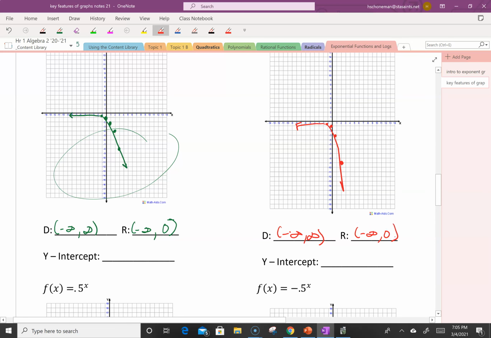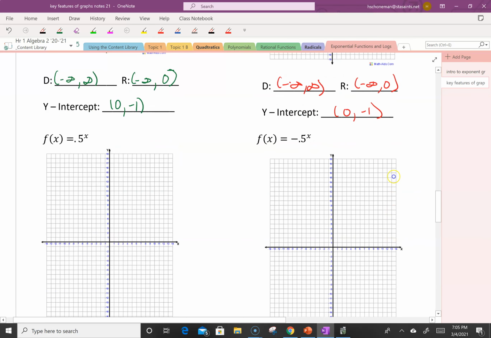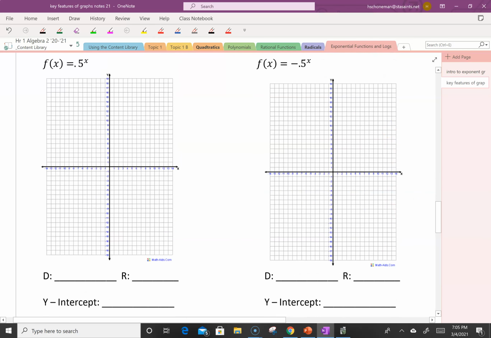Okay? And now for the y-intercept, because this one was a reflection of the base model, it starts, instead of at 0, 1, at 0, negative 1. That is the y-intercept, and this one is at 0, negative 1. All right, let's graph these.